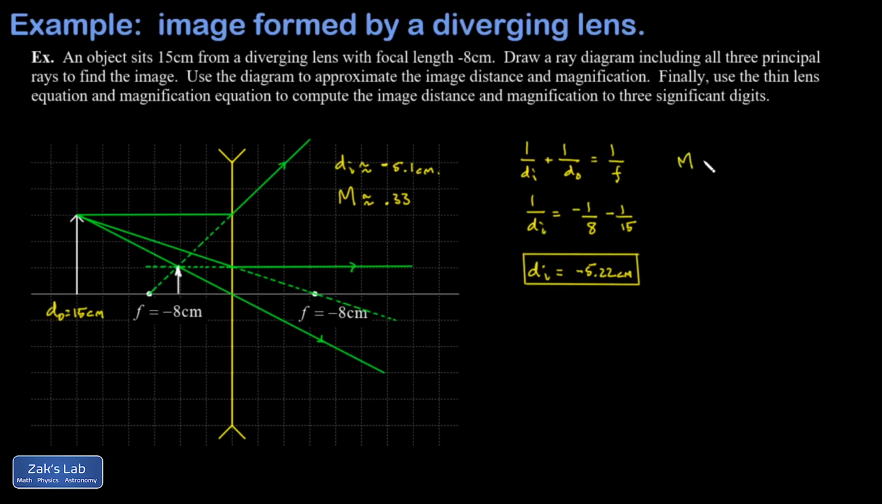Next we do the magnification, and that's given by -di/do. That's -5.22/15, and I get 0.348 for the magnification. So again, that's positive because our image is upright. It has not been inverted. And that 0.348 means the scale of the image is about 1/3 the scale of the original object.